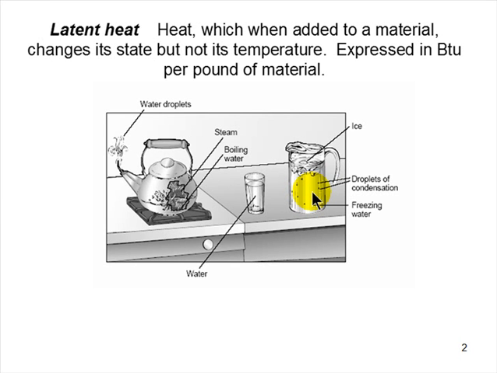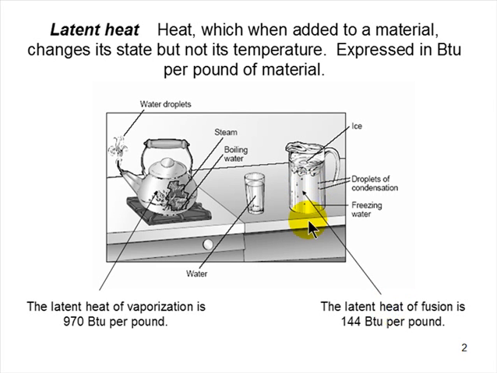And in the case of ice, it took 144 BTUs for every pound of ice that we melted to water at 32 degrees. Somebody had to add 144 BTUs per pound of ice. Now, if we want to take a pound of water and freeze it at 32, to ice at 32, we need to remove 144 BTUs.